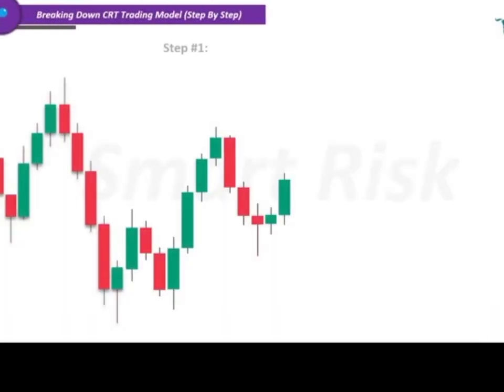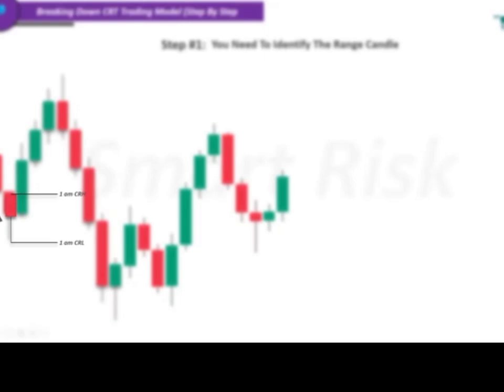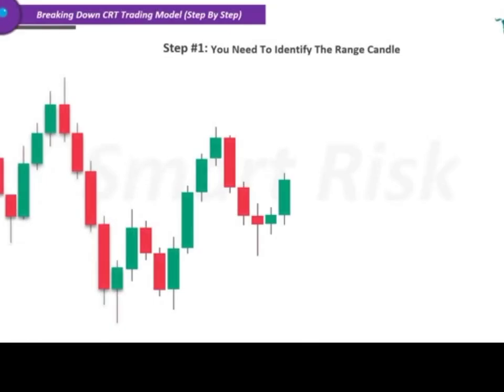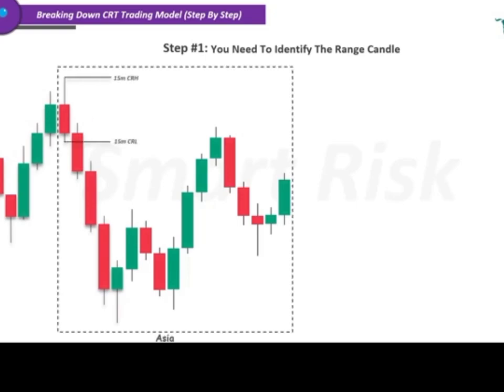First, you need to identify the range candle. The classic CRT model usually uses fixed key times like 1 a.m., 5 a.m., 9 a.m., and so on to define the range candle. But in my specific CRT model, I use a more dynamic method. Instead of relying on fixed hours, I focus on the highest and lowest 15-minute candles of the previous trading session or kill zone and use those as my range candles.